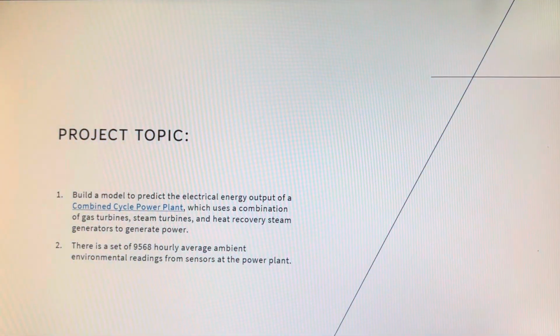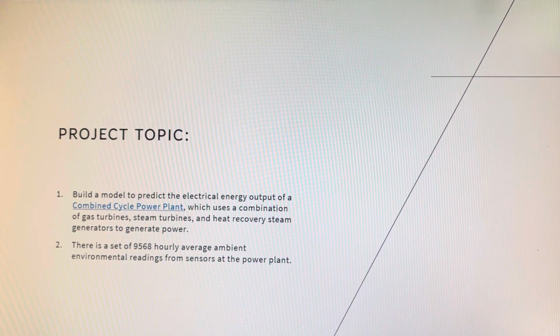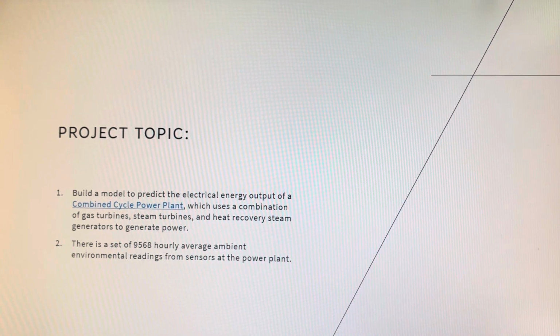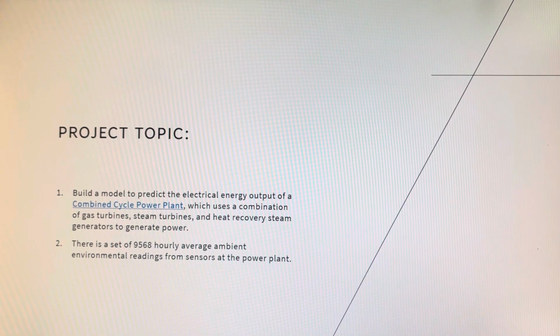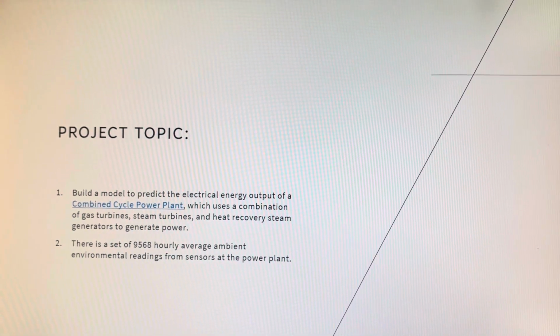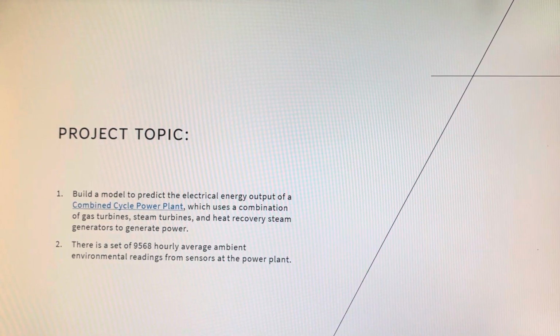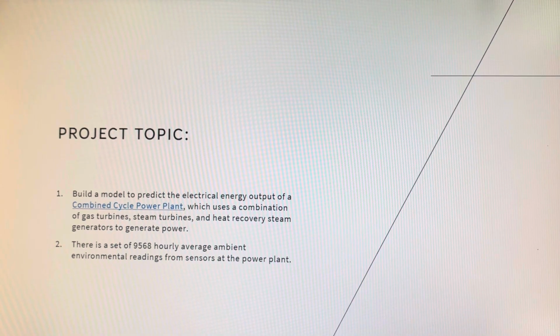Today's project topic is to build a model to predict the electrical energy output of a combined cycle power plant, which uses a combination of gas turbines, steam turbines, and heat recovery steam generators to generate power. There is a set of almost 10,000 hourly average ambient environmental readings from sensors at the power plant.